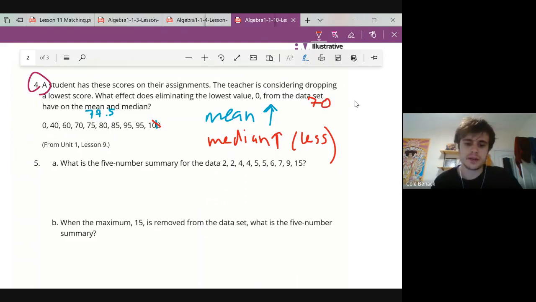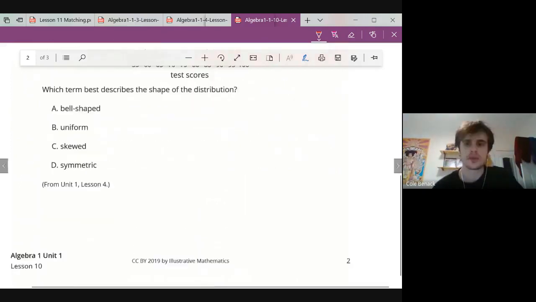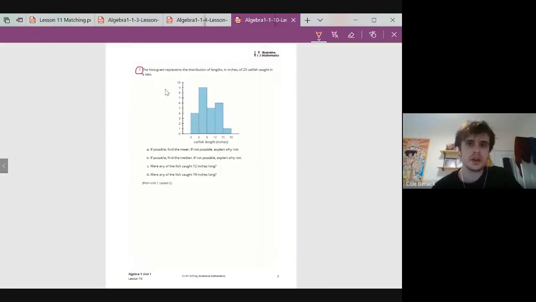Now, if I go to stat and take off that 0, my mean has gone up to 78. So that's a pretty big difference. The mean is up 8, and the median was up 2.5. So I was right in assuming the mean would increase more. All right, number 7 now.